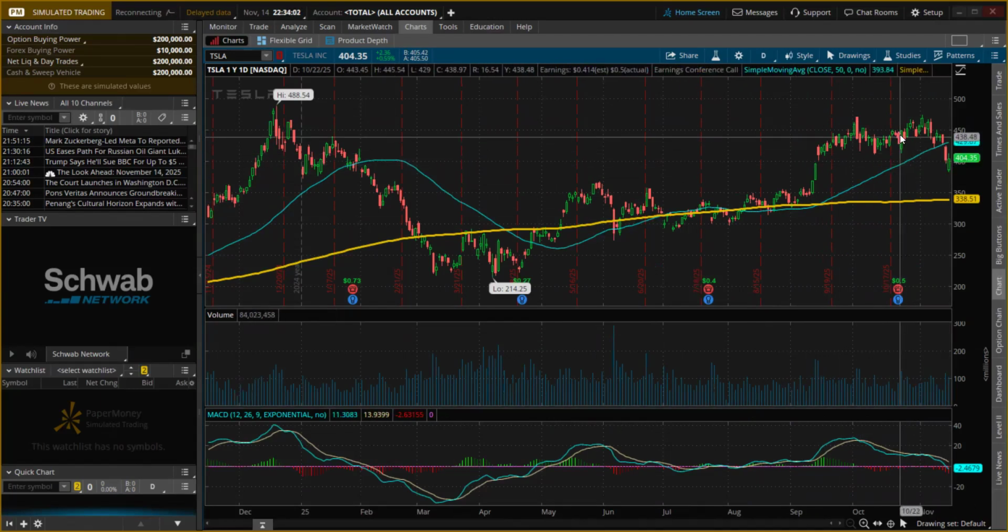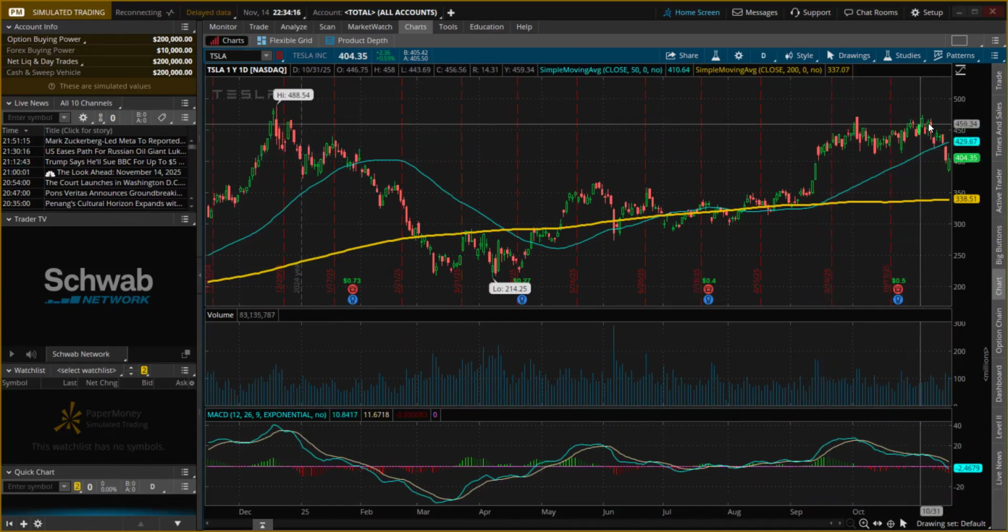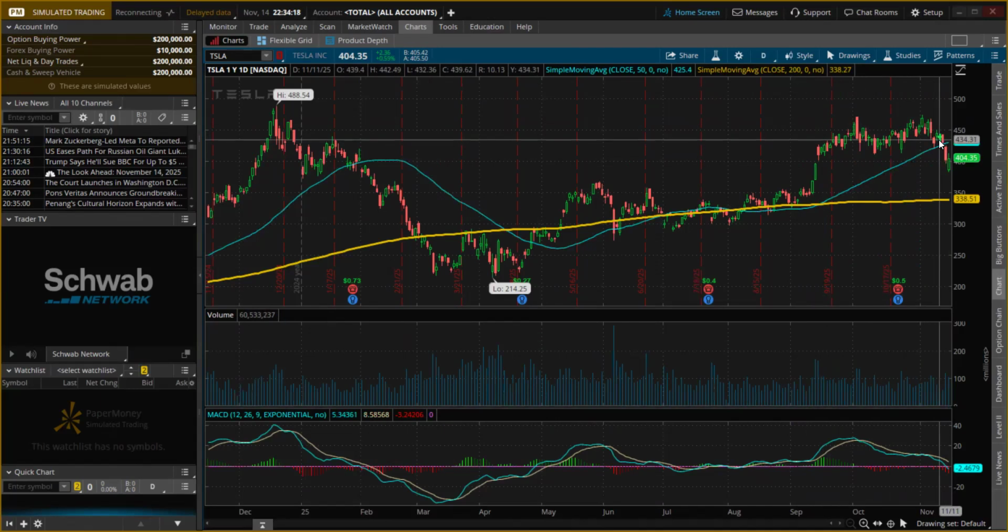Whenever the price drops below the 50-day, it usually means that the short-term momentum is slowing down. And that's kind of what we're seeing after a pretty strong run from Tesla here. We can see the price line pulling down here for Tesla after the strong run that we saw.